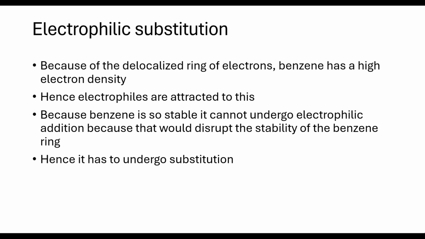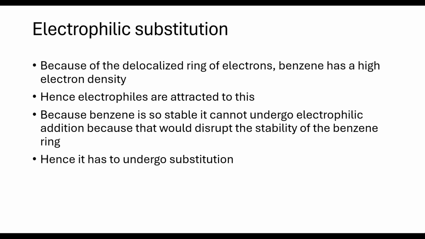Electrophilic substitution. As you lot know, or you don't know, we've had electrophilic addition up to this point in the course. Now you've got electrophilic substitution. Because of the delocalized ring of electrons, benzene has a high electron density, the same way that when we had electrophilic addition with an alkene, there's a high electron density in the double bond. So here we've got high electron density in that ring of delocalized electrons. Hence electrophiles are attracted to this, because electrophile means it loves electrons, it loves negative charge, it loves electron density.